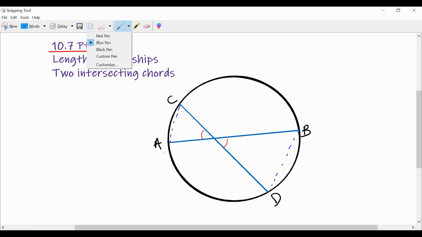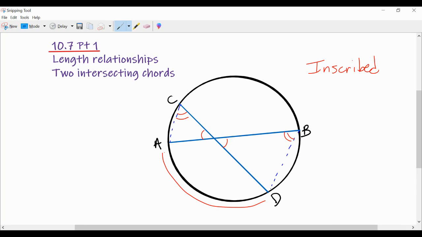Now, I want you guys to take a look at angle C and angle B, okay? Take a look at those two angles and see where they are in that circle. You might want to pause it to take a look. If you look really closely, you'll see that they are both inscribed angles. And not only are they inscribed, but they're both intercepting arc AD. And because they are both inscribed and intercepting the same arc, we can conclude that angle C is congruent to angle B.